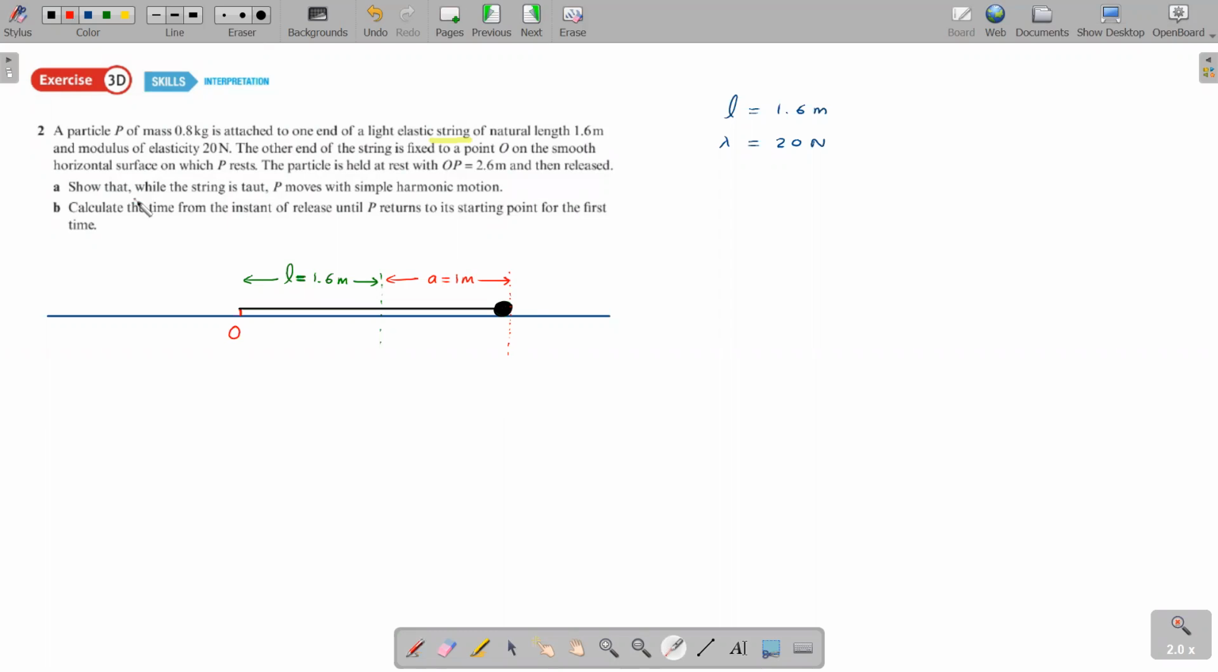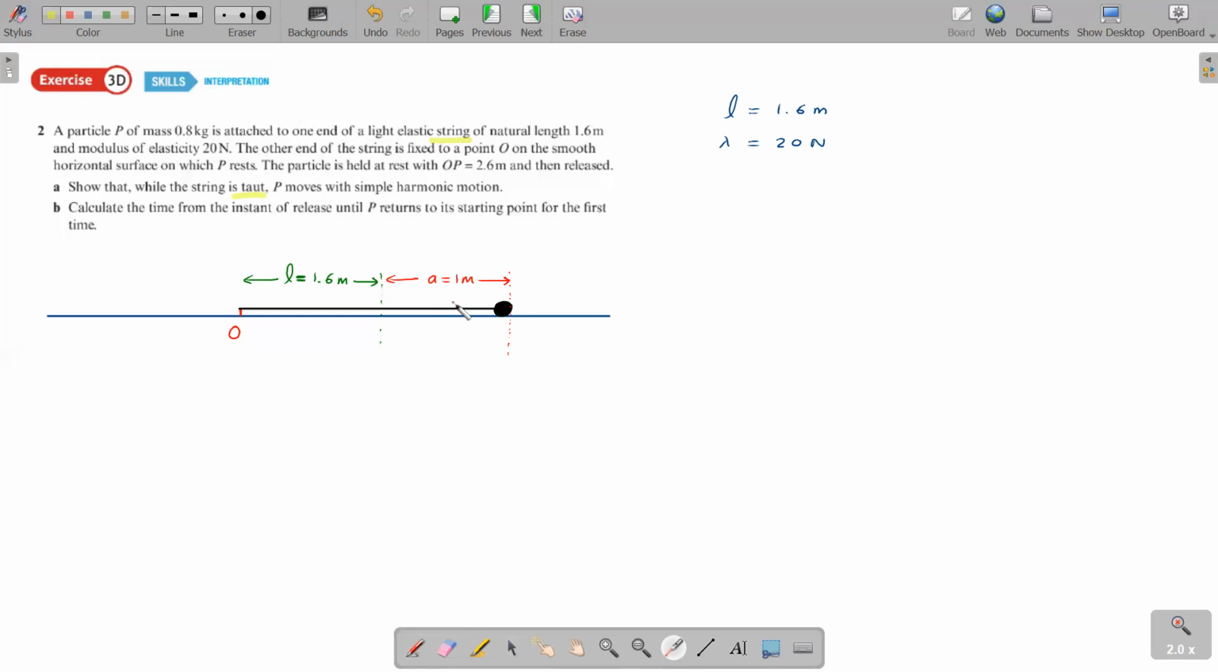Okay, so the question says show that while the string is taut, P moves in simple harmonic motion. You need to understand that there is something going on here. They say while the string is taut, right? So where is the string taut? A string is taut when it is always what? Stretched beyond its natural length. Because now the difference in this question is you are dealing with an elastic string.